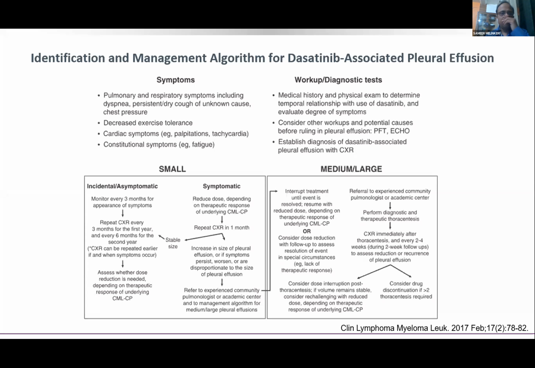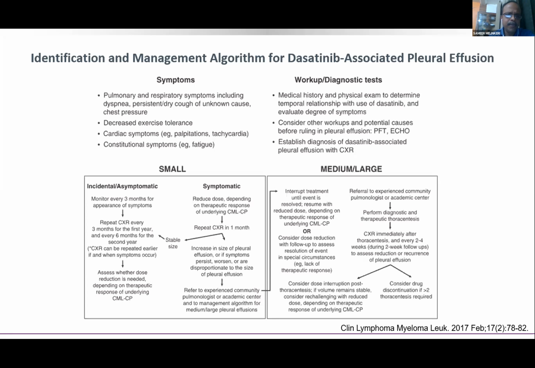Right. Now, just a word on how to manage pleural effusions, which is an important and irritating side effect of dasatinib. Fluid retention is common. So anybody on dasatinib, you closely monitor for symptoms of respiratory, pulmonary symptoms, dry cough, dyspnea, etc. You do the appropriate workup. You would do chest X-ray, PFTs, and echo. And you would conclude whether the pleural effusion is small, medium, or large.